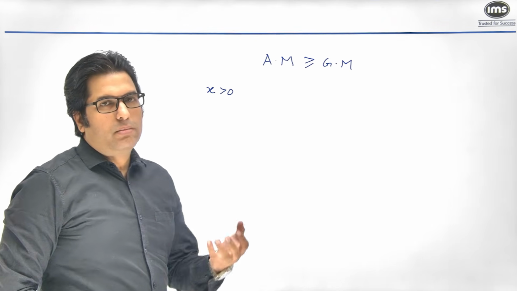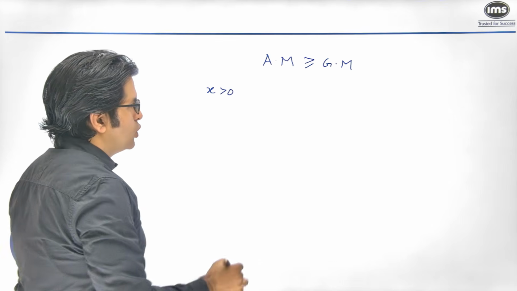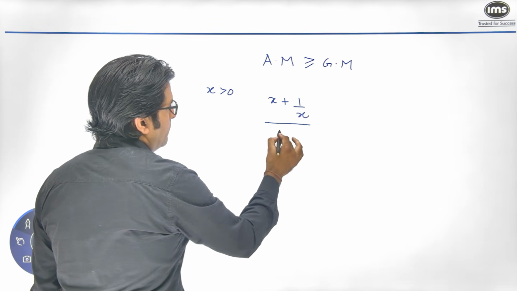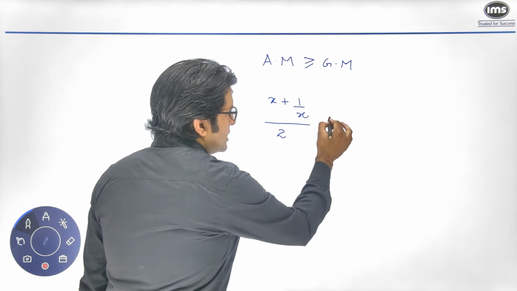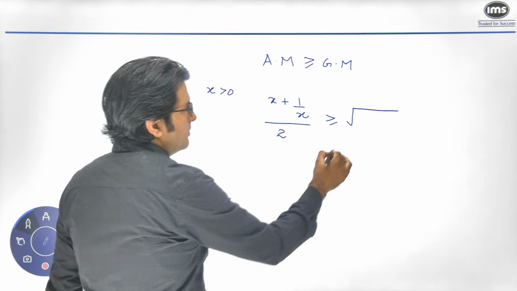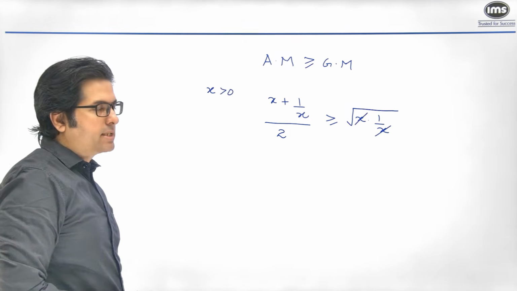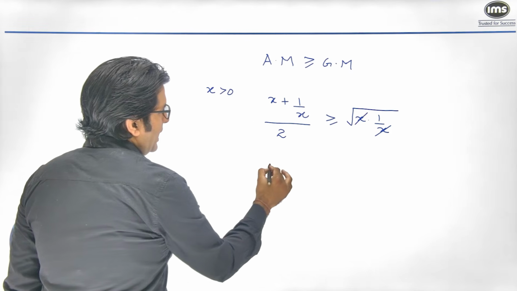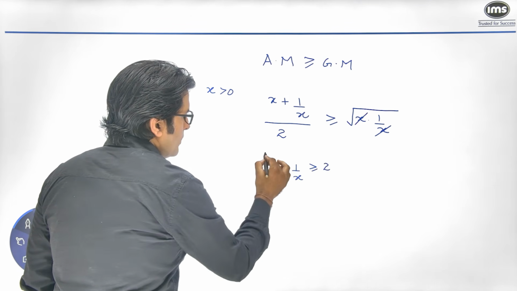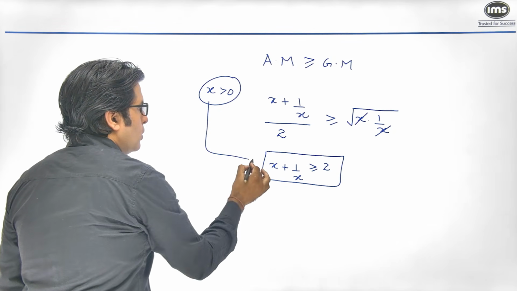So if I take two numbers, let's say x and a reciprocal of that number, 1 by x, what will be the arithmetic mean of these numbers? x plus 1 by x divided by 2. This has to be greater than or equal to the geometric mean. What is geometric mean? Under root of product of numbers, so under root of x into 1 by x. You can cancel this x with x. And now if I cross multiply, I'll get my relationship as x plus 1 by x is always greater than or equal to 2.